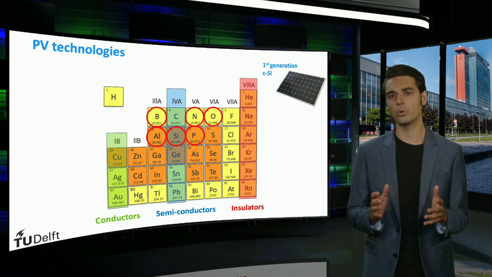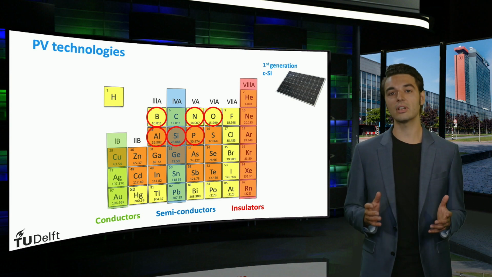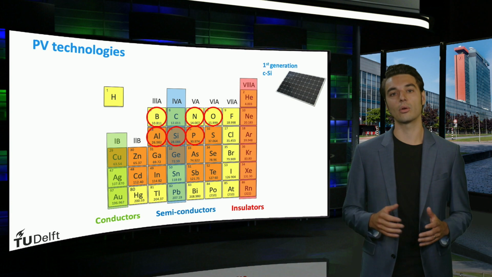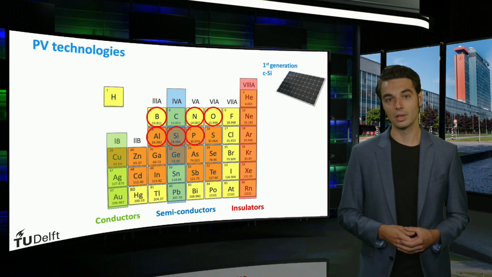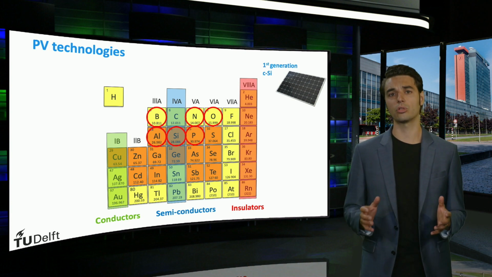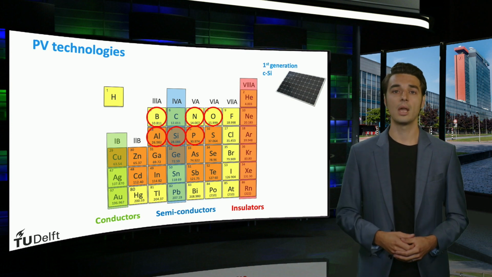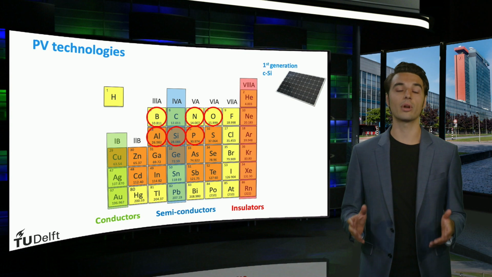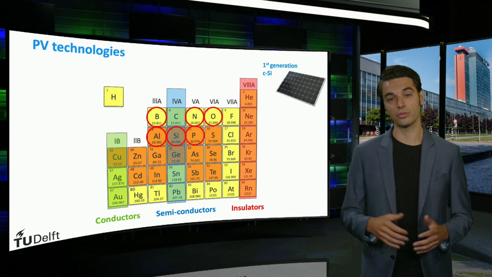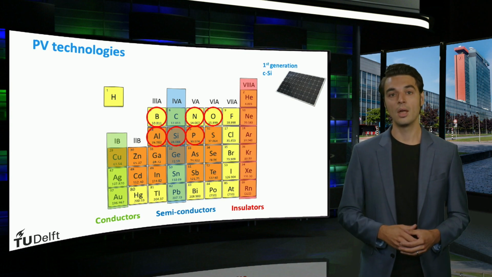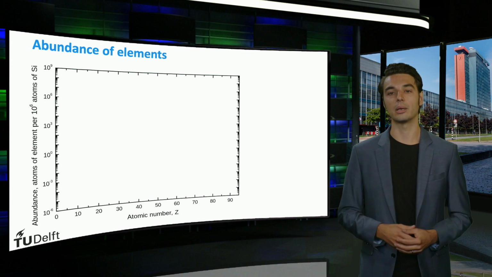So why is this important? There are certain requirements for the large terawatt scale implementation of photovoltaics. The materials used for solar cells should be non-toxic, cheap and abundant. The abundance of the elements used is therefore important for the upscaling of the different technologies. Let's take a look at the abundance of the elements.